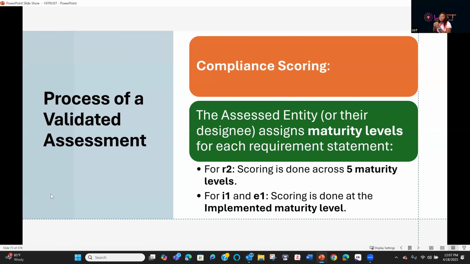Okay, compliance scoring. It says the assessed entity or their designee assigns a maturity level for each requirement statement, something that we've covered already. Likewise, once you get that control reference, you also need to assign a maturity level. I spent so much time providing different examples and scenarios. For the R2, again, we have maturity levels from 1 to 5, while for I1 and E1 it is done at the implementation maturity level.